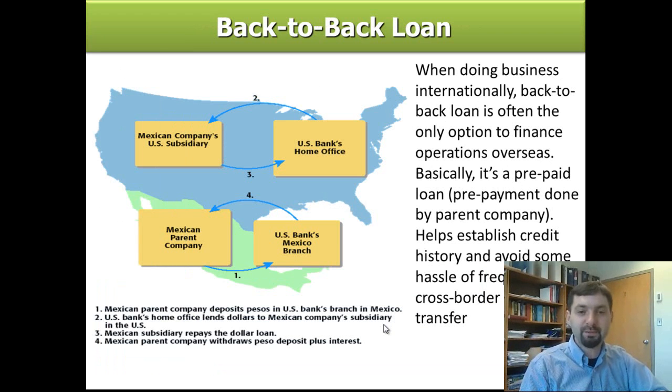Now, what sometimes companies do before they have the credit history, they would go with a so-called back-to-back loan. A back-to-back loan, in simple terms, is similar to those student credit cards or prepaid credit cards. When you're still young, banks may not be comfortable giving you credit cards because it's not sure if you will be able to pay your bills on time or not.